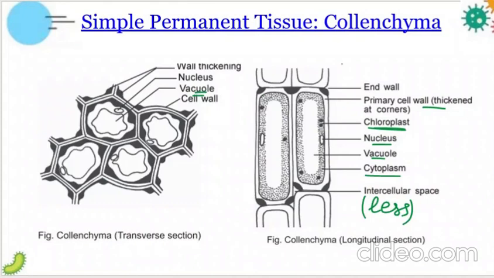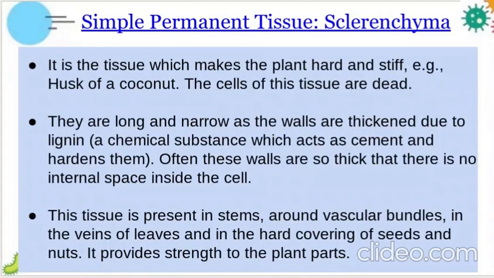Moving towards the last type, that is sclerenchyma. Now, it is a tissue which makes the hard and stiff parts of a plant. For example, the husk of a coconut. Now, if you have ever seen a tree, a typical tree has a bark which is very hard when compared to the leaves and the stems. Why is it so? Then, when you see a coconut, the outer covering is super hard, the husk is super hard. Why is it so? Because those things are made up of sclerenchyma.